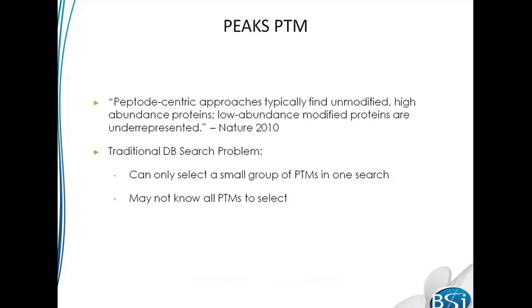Other problems include you may not actually know all the PTMs to select. So the idea behind PEAKS PTM is it actually eliminates the assumption that you know which PTMs are actually found in your data set. So the solution is to use PEAKS PTM, which is the combination of Denovo sequencing and database search of only the proteins that were already found to be the most likely proteins in your data set, to limit the search space, which actually allows you to search for all of the naturally occurring PTMs in the Unimod database.